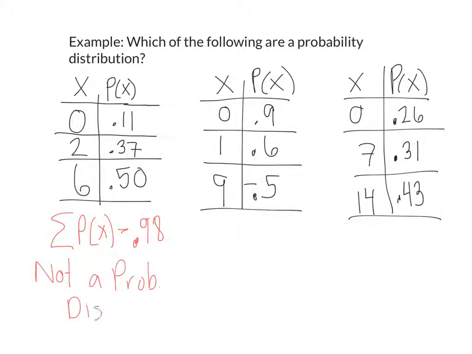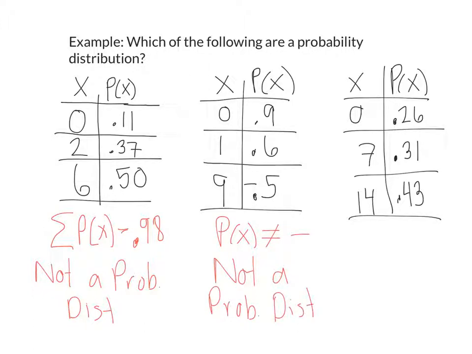All right, then second problem. This one's actually really easy to spot. If I look at each one of these, here I have 0.9, 0.6, and negative 0.5. Your probability here cannot be negative, so automatically this would not be a distribution. Your probability cannot be negative, so this is not a probability distribution. And I'm abbreviating that for space.